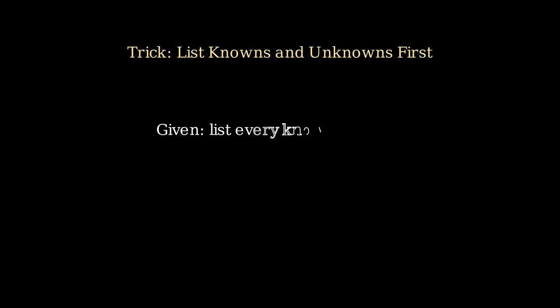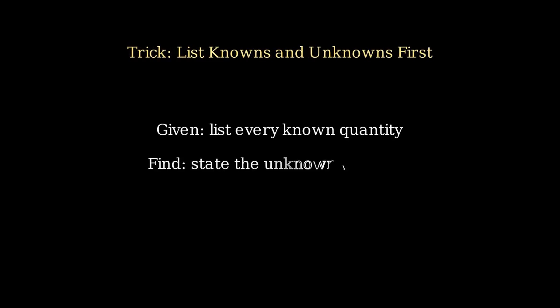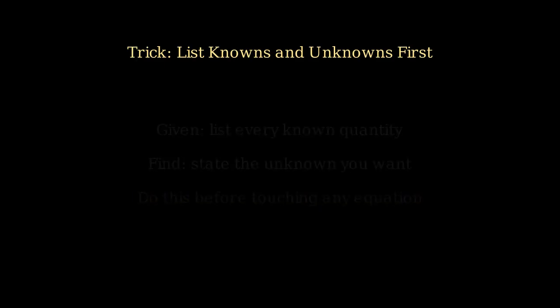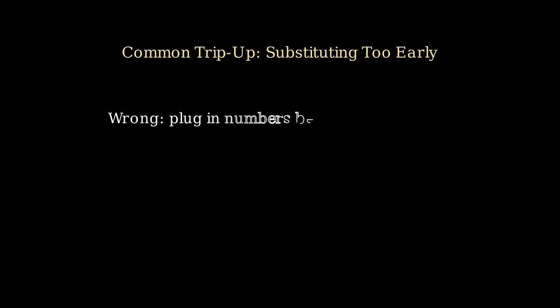Here is a useful trick for related rates and optimization problems. Before touching any equation, write down, as an explicit labeled list, every quantity you are given, along with the quantity you are solving for. This takes the burden of tracking everything off your working memory and lets you focus purely on the algebra. Now, the most common trip-up in related rates problems.